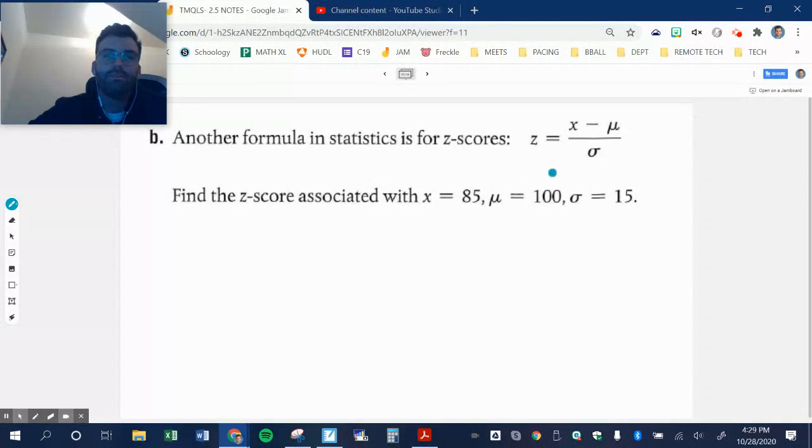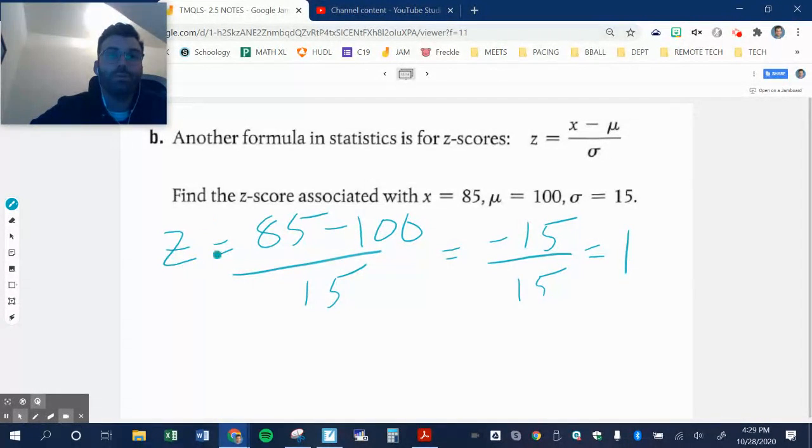Let's do this one. Then we'll call it a day. Go ahead and give this one a shot. Calculate the z-score. That wasn't too bad. Maybe we'll do the next one as a warm-up on Wednesday. 85 minus 100 gives me -15 over 15, which is -1.